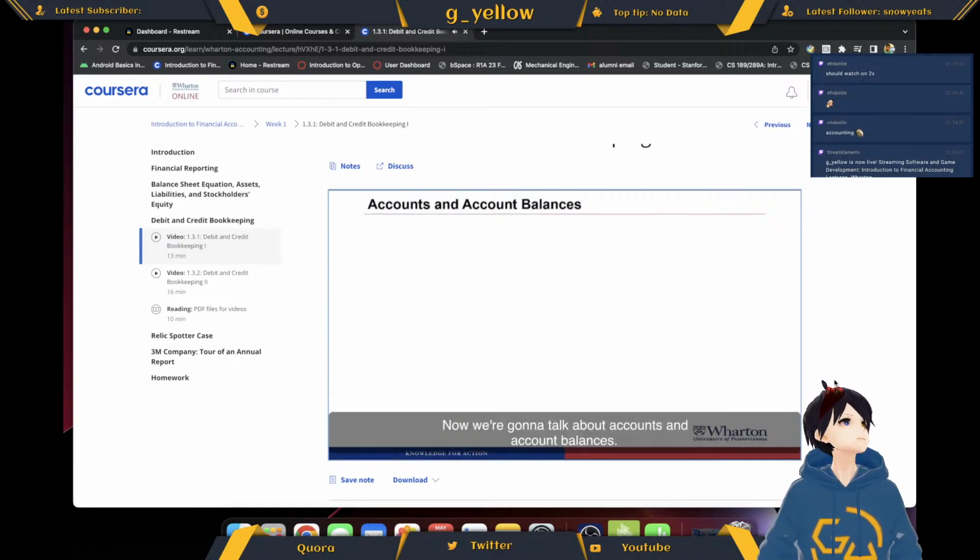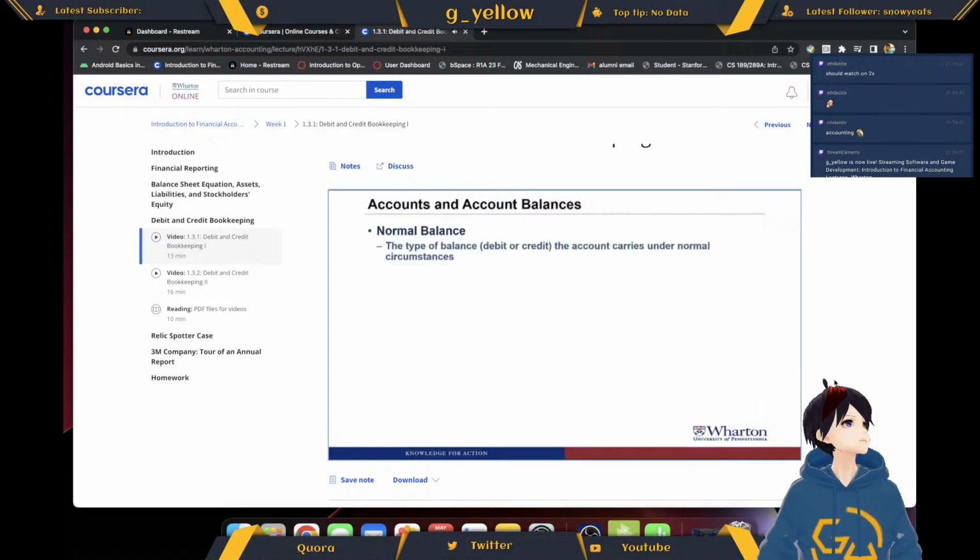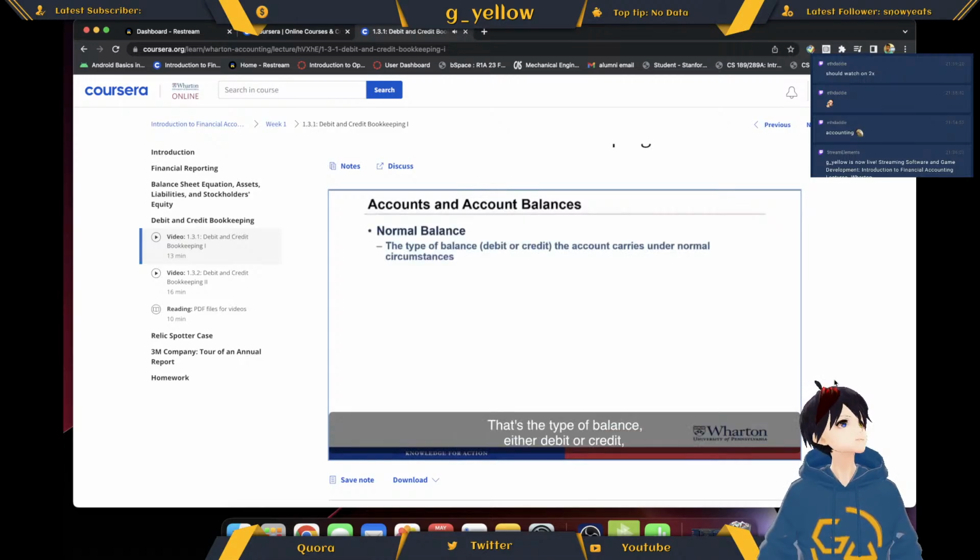Now we're going to talk about accounts and account balances. In case you ever wondered, the reason why this is called accounting is because we put everything in these accounts, which are areas where we keep track of similar types of transactions. Every account has a normal balance. That's the type of balance, either debit or credit, that the account carries under normal circumstances.